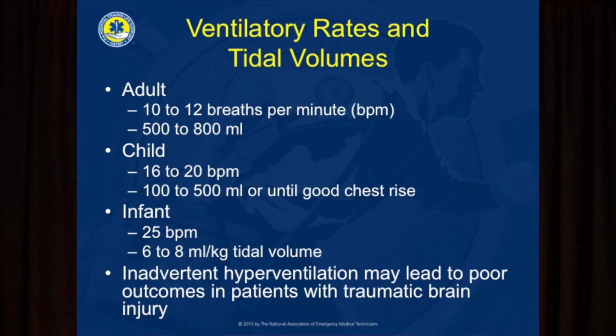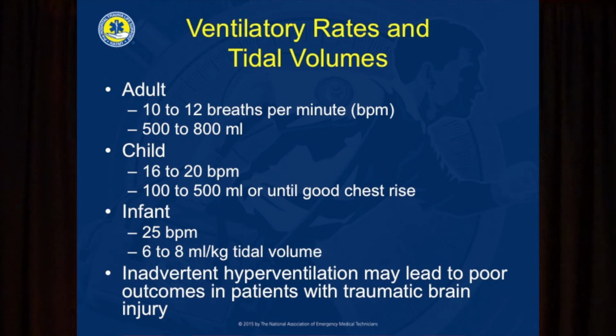As far as the rates and volumes go, for adults, 10 to 12 breaths per minute. And you see there about 500 to 800 mLs. Again, just enough to make the chest rise. The average person breathes approximately 500 to 650 or so, and maybe a little bit more in some of your larger patients. But we don't need to use that entire bag valve mask. Those bags generally have anywhere up to 1,200 cc's of air. You don't have to squeeze the whole bag, just enough to make the chest rise.